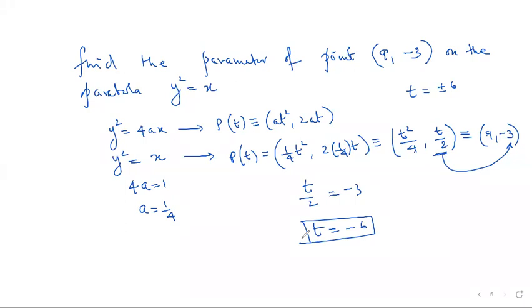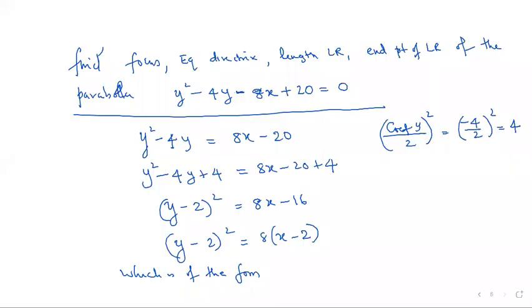So I taught you the parametric equation, the parametric point of the parabola, and also how to calculate the parameter. Next, I have to teach you one more thing, which is of the form y square is equal to 8x. So much is clear. So in place of y, capital Y is y minus 2. In place of capital X is x minus 2.